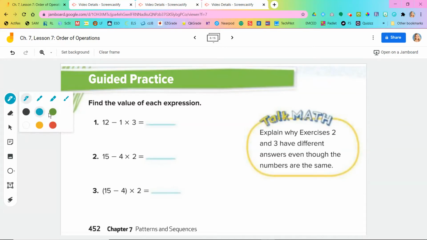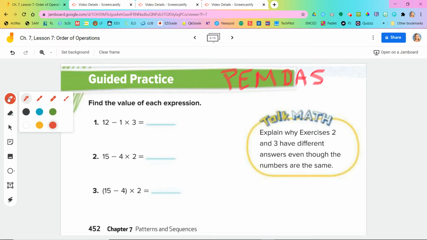All right, so here we go. This is your guided practice. This is what I suggested you should work out on your own first and then watch the video to check and see if you got it right. I'm going to write my PEMDAS up here to help me remember my order of operations.